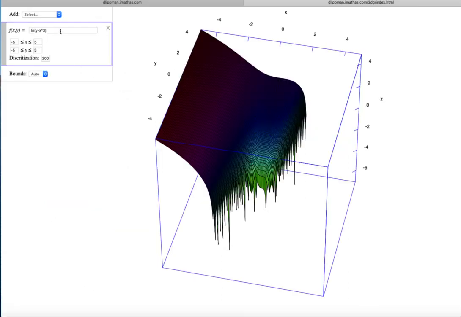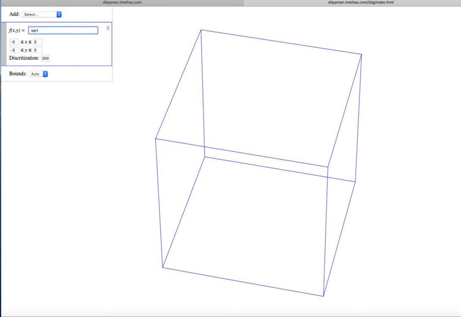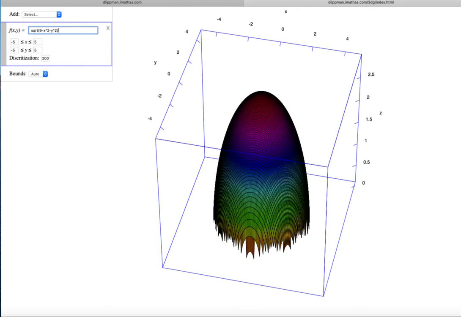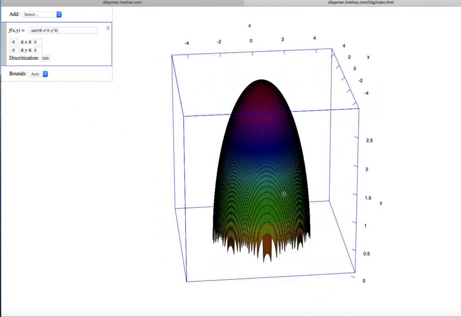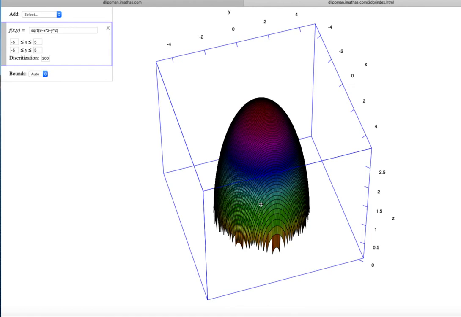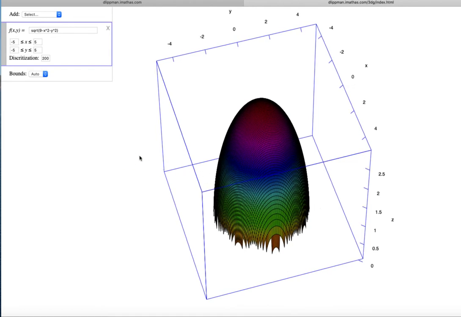And so in this particular case, I just change this, and in this particular grapher, to do square roots, you just go SQRT, and then in parentheses, I type what I want, 9 minus x squared minus y squared. And you might notice that things look a little bit funny. You might say, that doesn't look like what we just graphed. Okay, well, there's a couple reasons for that.